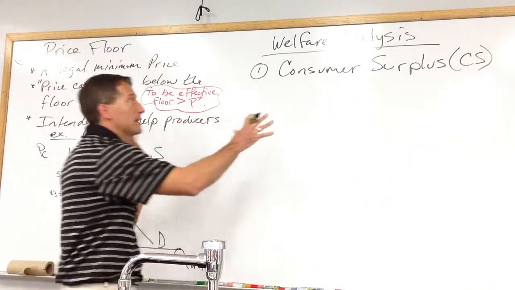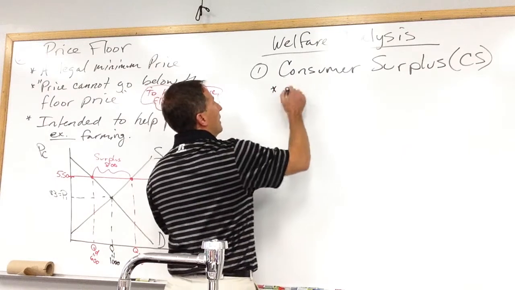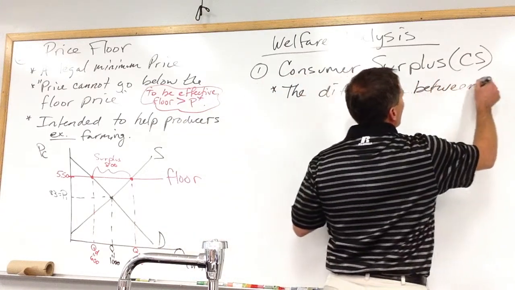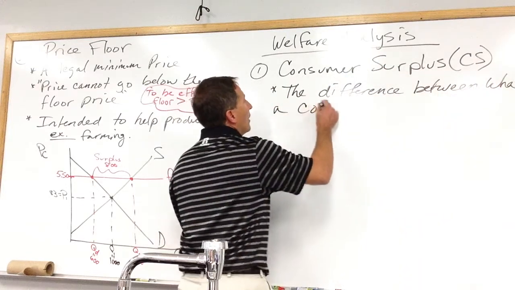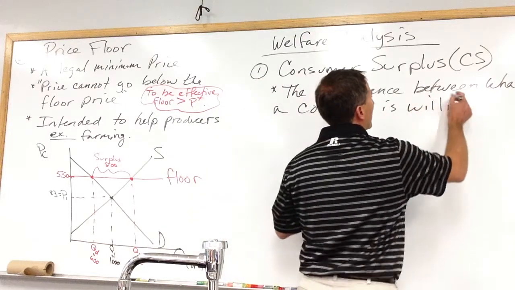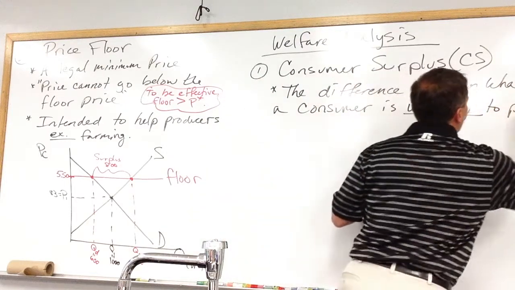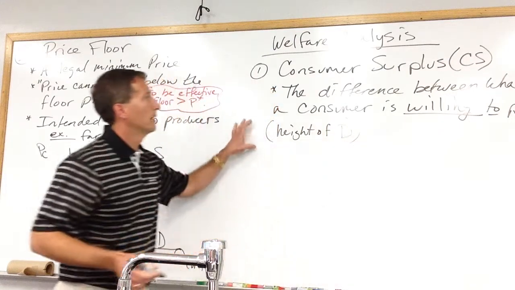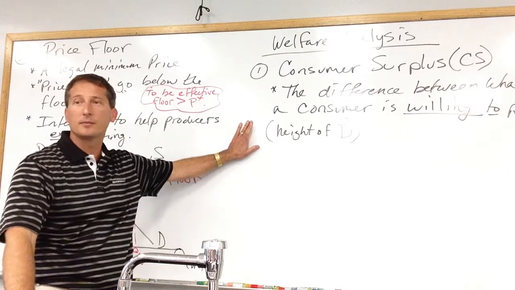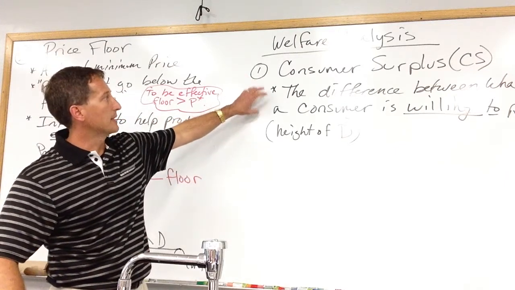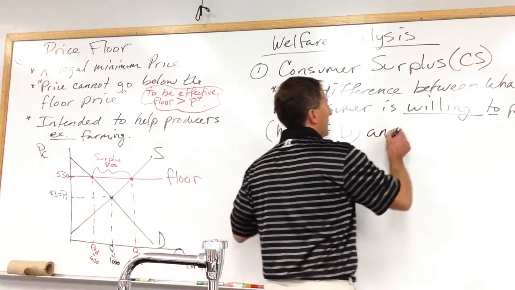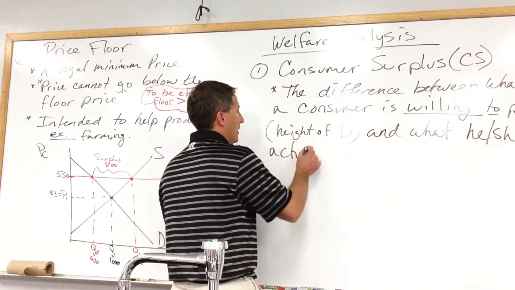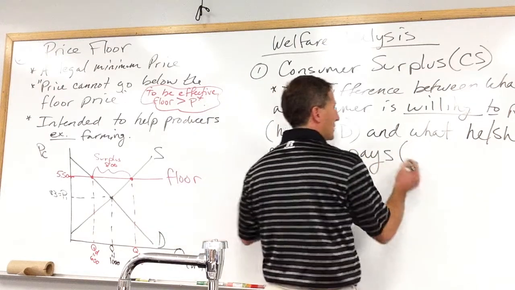So that's what consumer surplus is. Consumer surplus is the difference between what a consumer is willing to pay, and let's put in parentheses, that's the height of the demand curve. Our demand curve tells us the willingness to pay. So we've got that information. So consumer surplus is the difference between what a consumer is willing to pay and what he or she actually pays. And what they actually pay is the market price.